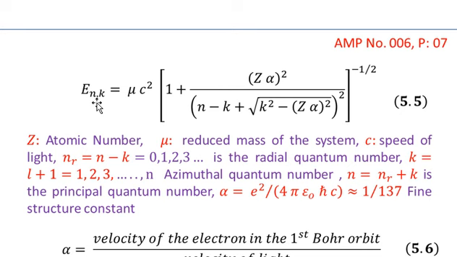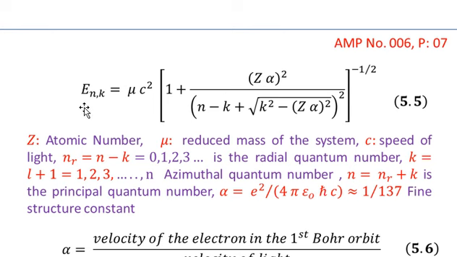Because we are no more using the quantum number k suggested by Sommerfeld, we shall be using the orbital quantum number l of the atom for the rest of the course on atomic and molecular physics. But now we are going to see the original formula suggested by Sommerfeld in equation number 5.5, and let me read that one.